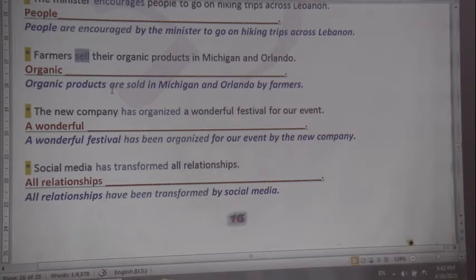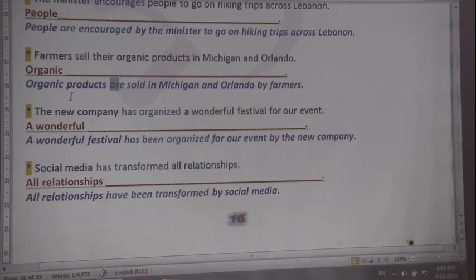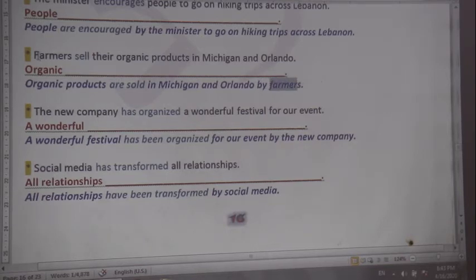I only need a finite form of the verb to be in the present simple, namely are. Why? Because products is plural, and sell will be changed into sold, the third form of the verb, the past participle. So the correct answer will be: organic products are sold in Michigan and Orlando by whom? By farmers. So refer to the beginning of the sentence in the active and use the subject, here farmers, in the place of the object after the preposition by. And in some cases it's not important to write the object.